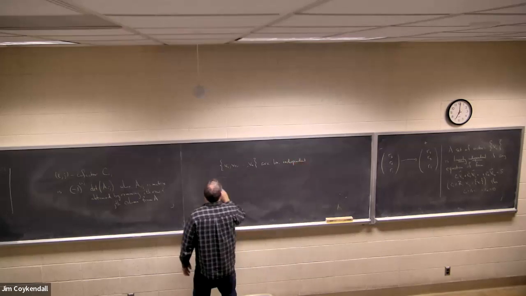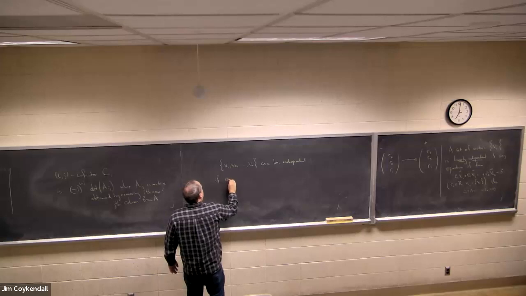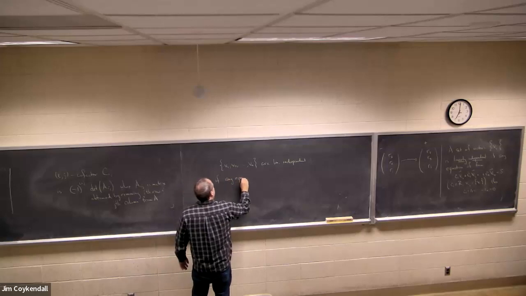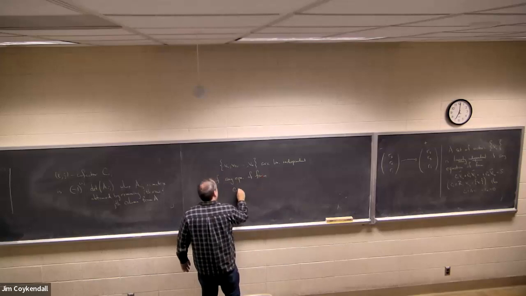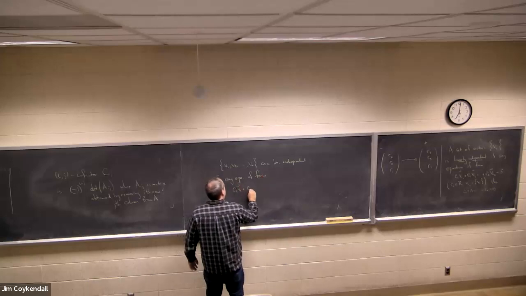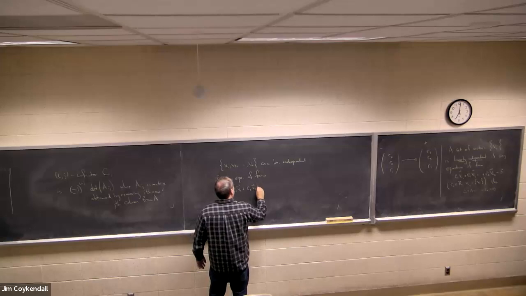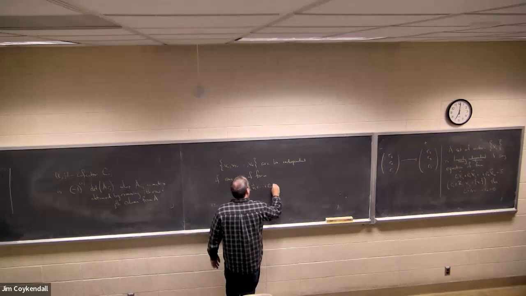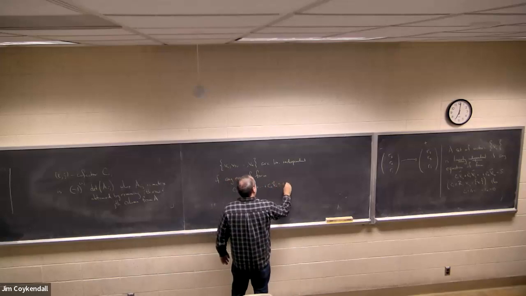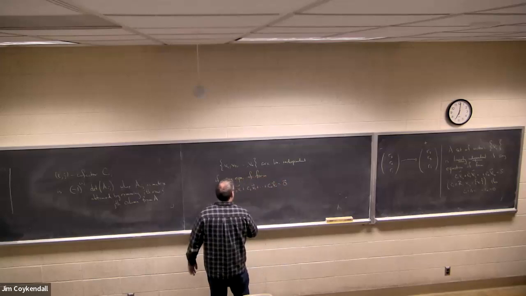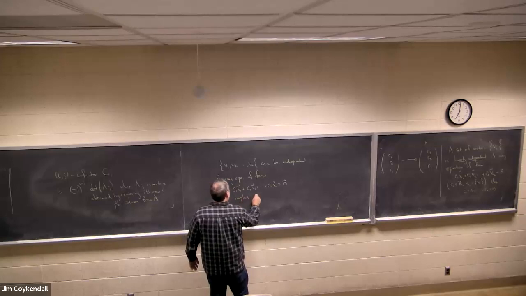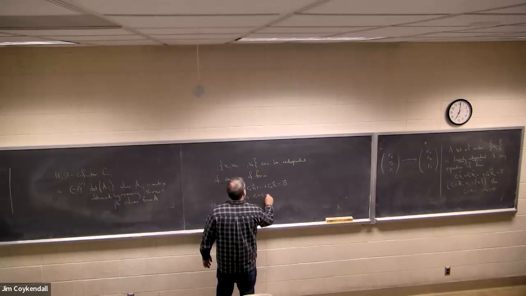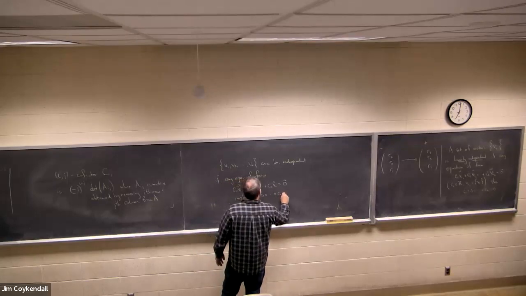If any equation of the form c1 v1 + c2 v2 + ... + cn vn = the zero vector implies c1, c2, ..., cn are all zero.